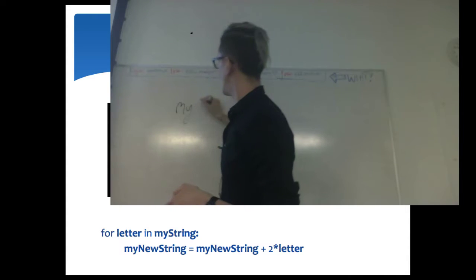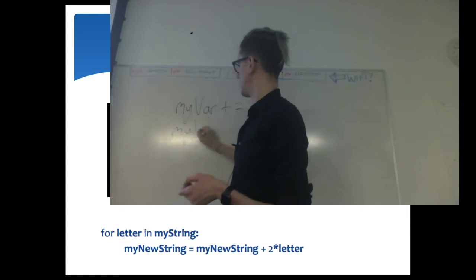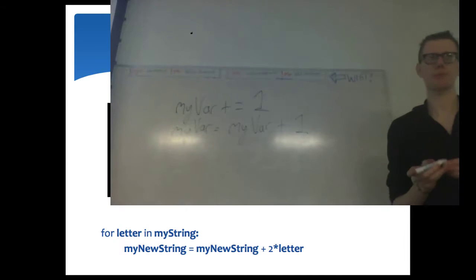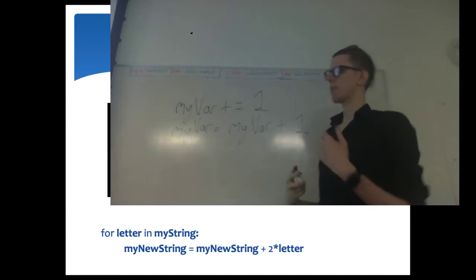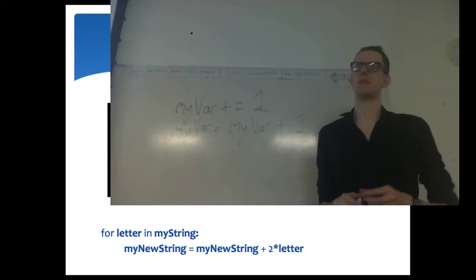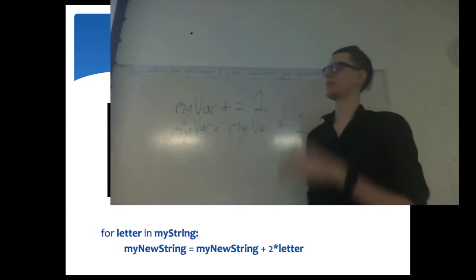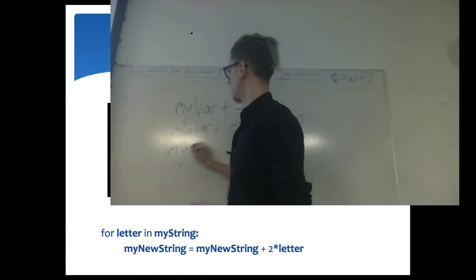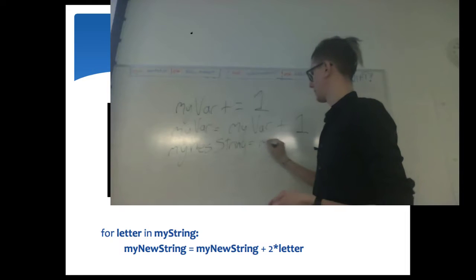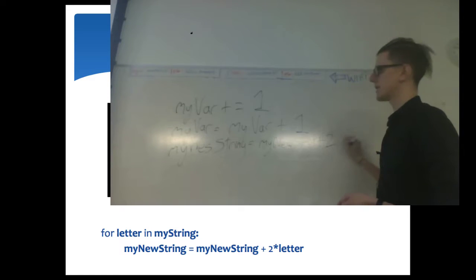So if I do my var plus equals 1, that's exactly the same as saying my var equals whatever value it currently has plus 1. So here we're doing my new string plus equals something. That means my new string has whatever its current value is plus some new values. We know when we do plus on a string that it concatenates onto the end. So what this is going to do is add some more letters onto the end of my string. So in this example, what that line looks like is my new string equals my new string plus 2 times letter.